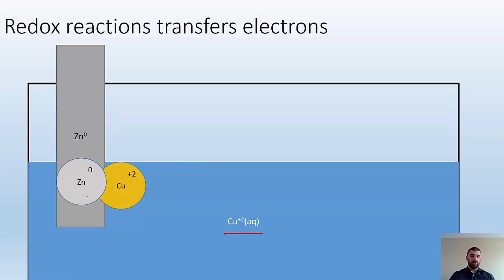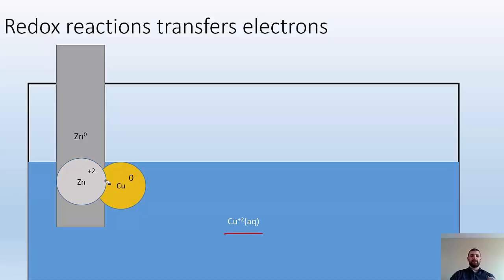Because zinc's going, hey, what are you doing here, copper? Why are you oxidized? I told you before, I'm the one that's going to be oxidized. And then copper's like, okay, I guess we'll react then. And zinc's like, yeah, that's right, you're going to take my electrons. And then zinc transfers its electrons to the copper ion, and that's a redox reaction.